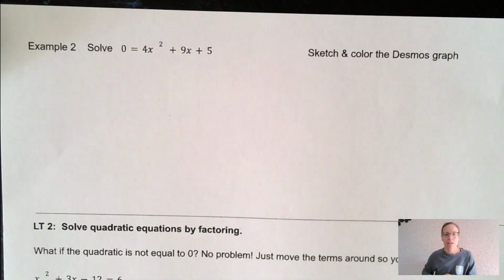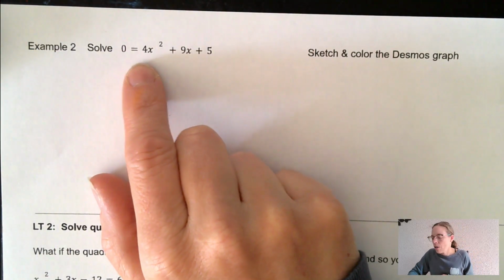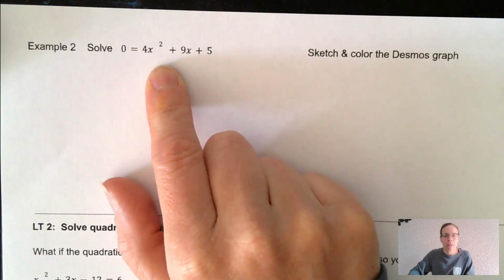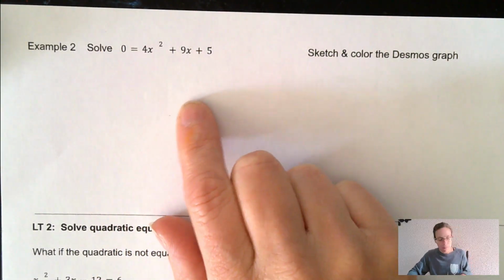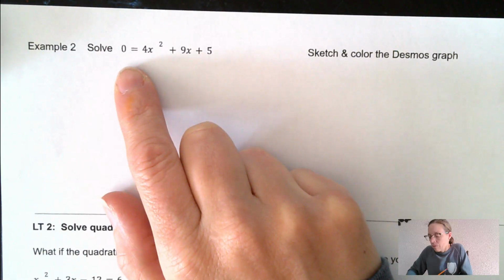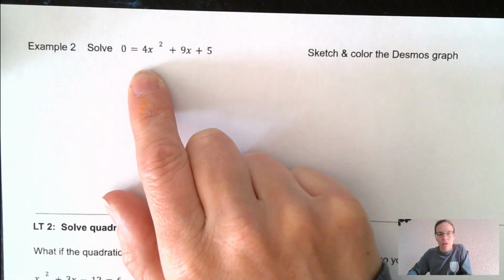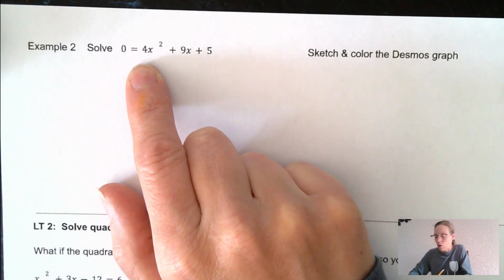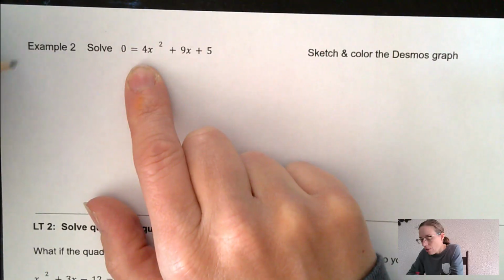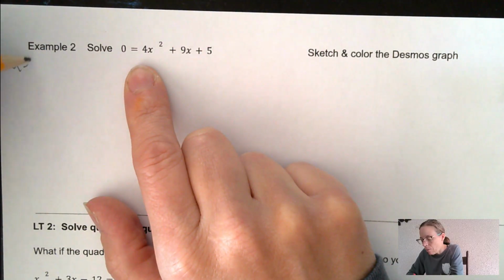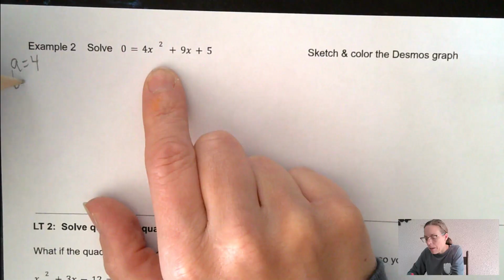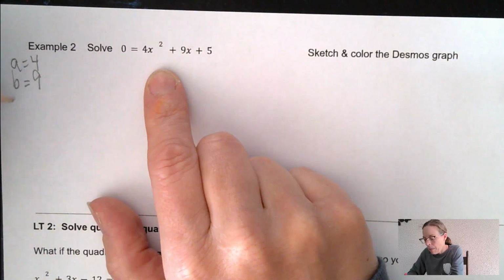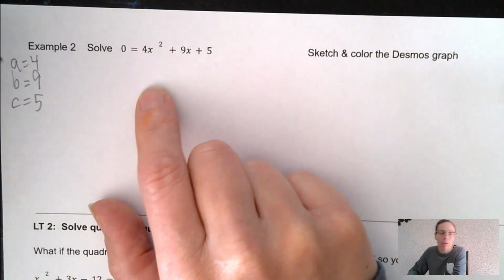Let's look at a second example for the zero product property. 0 equals 4x squared plus 9x plus 5. First, we need to factor, and the a value is greater than 1, so we need to use our AC method. So let's identify a as being 4, b as being 9, and c is equal to 5.